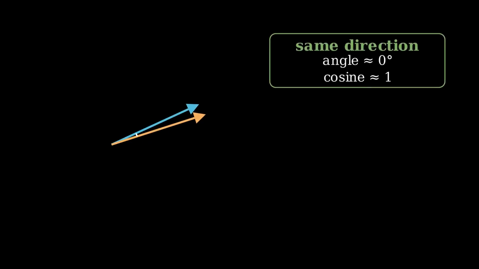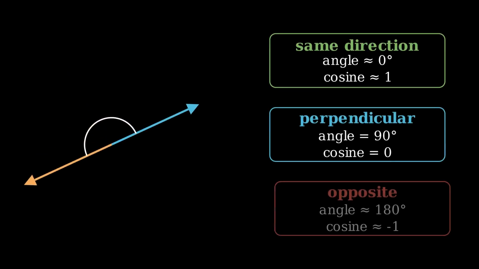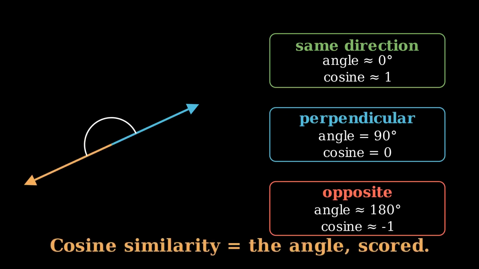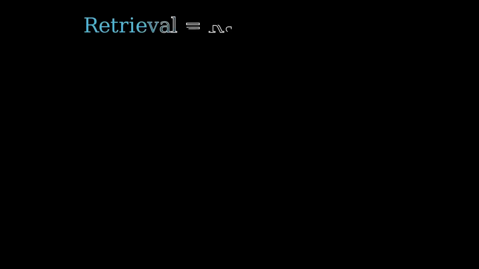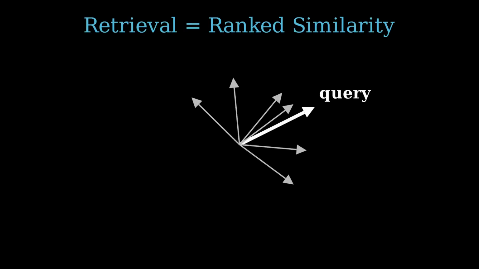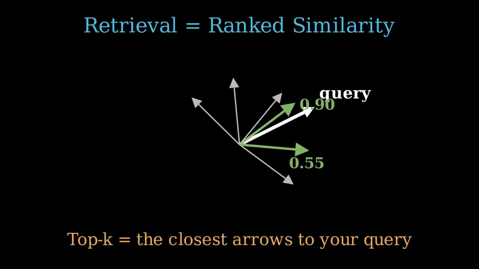Meaning becomes geometry. Cosine similarity is just the angle between 2 of these arrows as a number. Pointing the same way scores near 1. Perpendicular scores 0. Opposite scores -1. So how similar becomes how aligned their directions are. Retrieval becomes simple. Embed the question, compute the cosine against every chunk, sort, take the top few. The closest arrows are the most semantically similar chunks. That's all retrieval is: similarity, ranked.